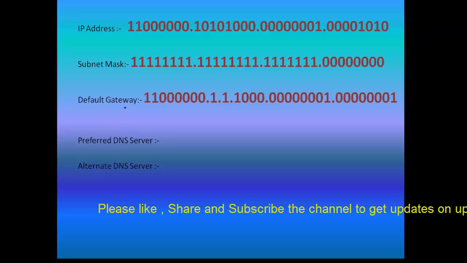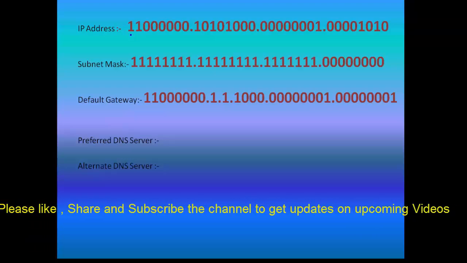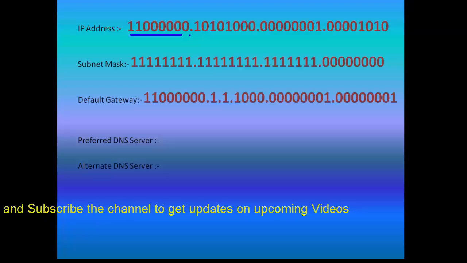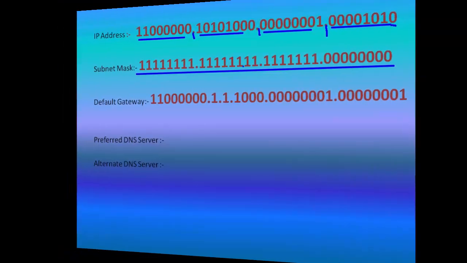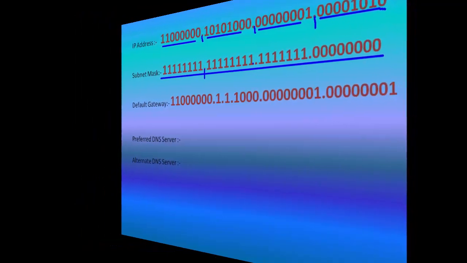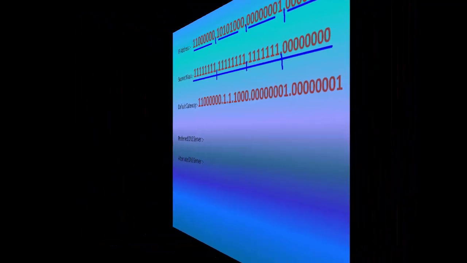What I say is 8 bit separated by decimal, again 8 bit, then again separated by decimal, then again 8 bit separated by decimal, and then again 8. So 8 plus 8 plus 8 plus 8, 32 bit. Same for the subnet mask. 32 bit, 8 bit separated by decimal, 8 bit separated by decimal, 8 bit separated by decimal. So a collection of 32 bit.